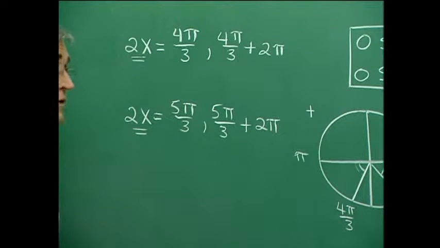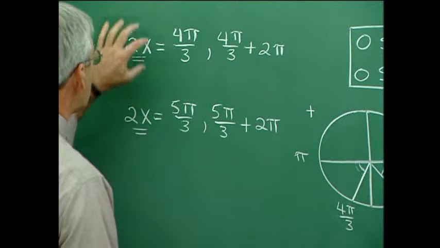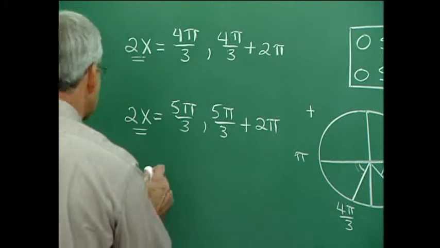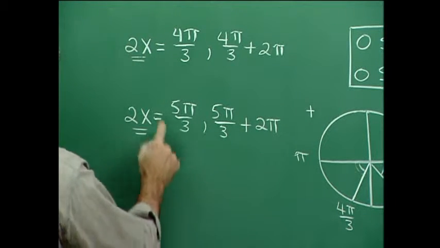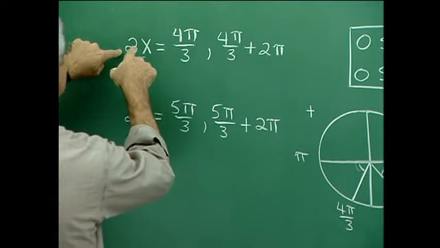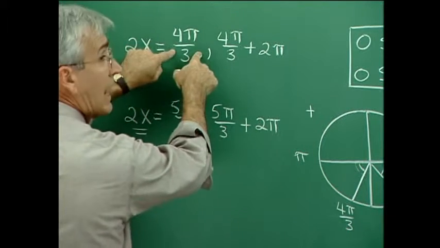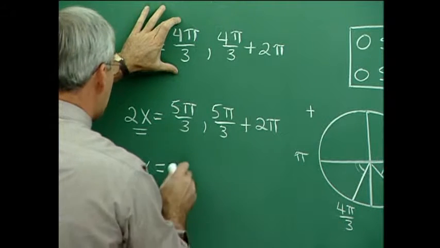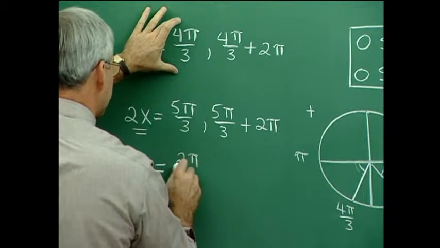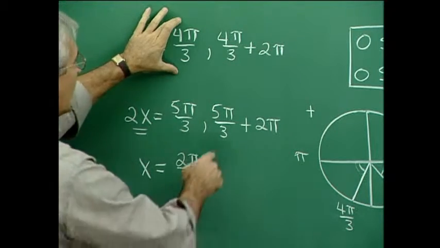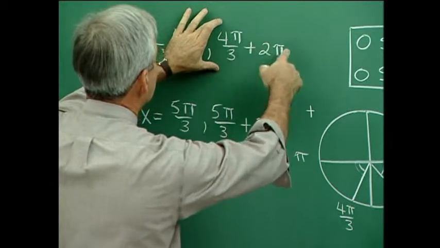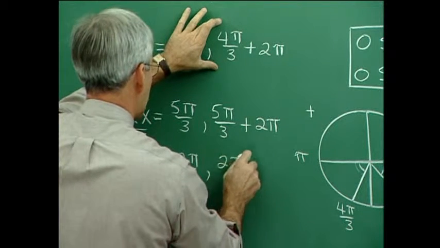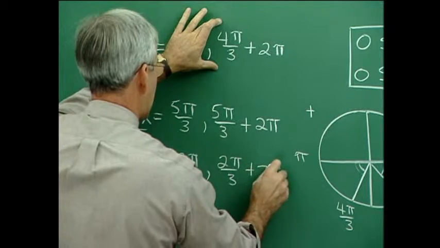Well, am I finished? No, I'm not finished. I don't want to know what 2x is. I want to know what x is. So from here, I have to evaluate for x. To find x, I'm going to take half of this and therefore half of that. You see, take half on both sides. Half of 4 pi over 3 is 2 pi over 3. And half of this business, I'm taking half of both of these, would be 2 pi over 3 plus pi.